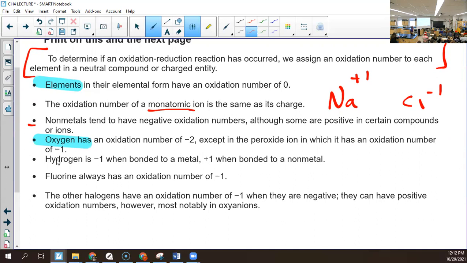Next, hydrogen is a -1 when bonded to a metal and a +1 when it's bonded to a non-metal. It's a little weird. It can be either way, because if you think about it, hydrogen had one valence electron to lose or gain, right? So it could become positive or negative. Fluorine always has an oxidation number of -1. Do you see any exception on fluorine? All right, based on some things we've said before, which really most of it's coming in a different chapter, but maybe tell your partner why fluorine has no exceptions.